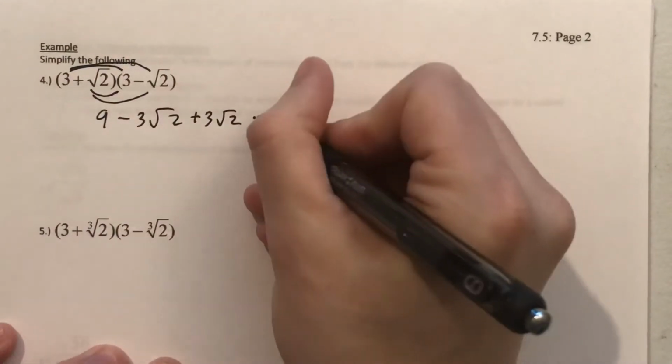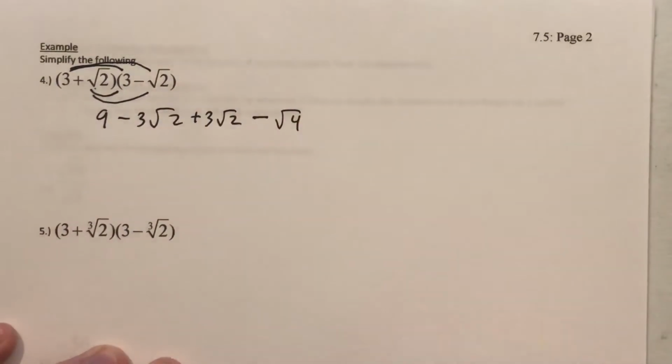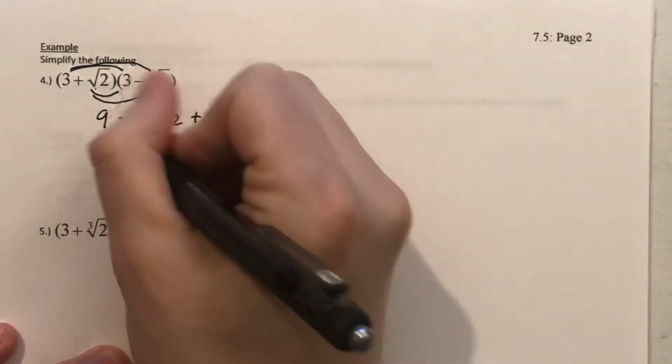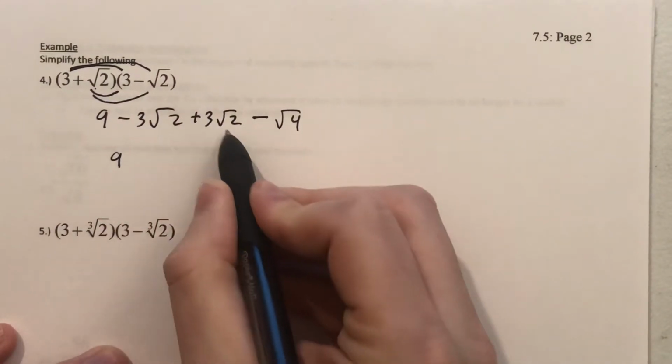Positive times negative is a minus. Square root of 2 times square root of 2 is a square root of 4. But again, watch what happens here. I'll bring down the 9. Now here we've got a minus 3 root 2 and plus 3 root 2.